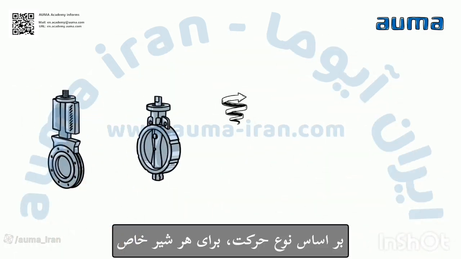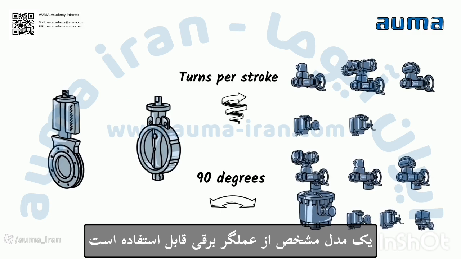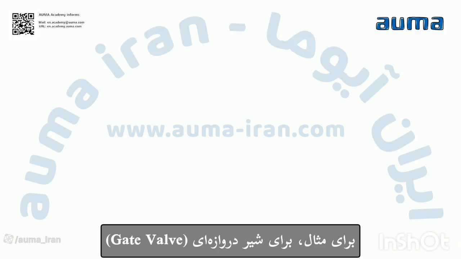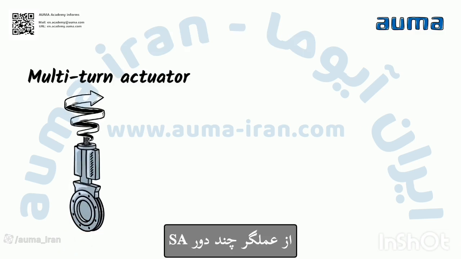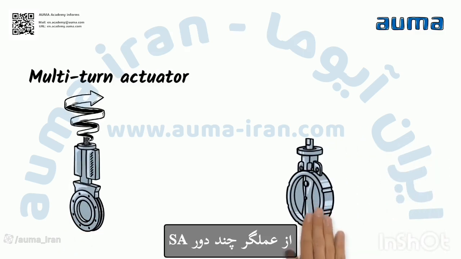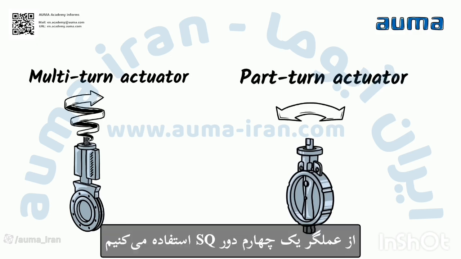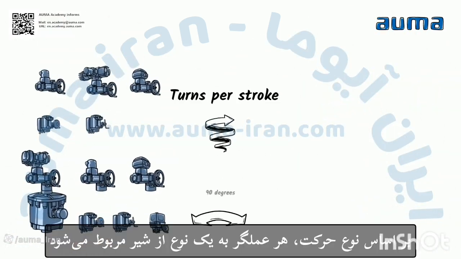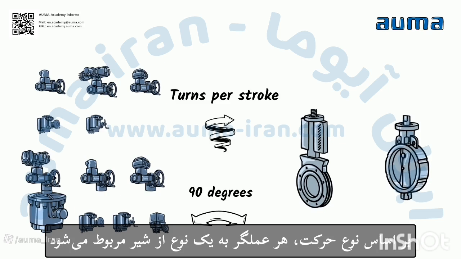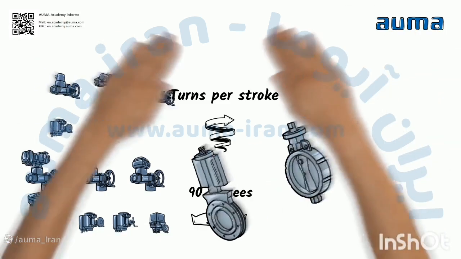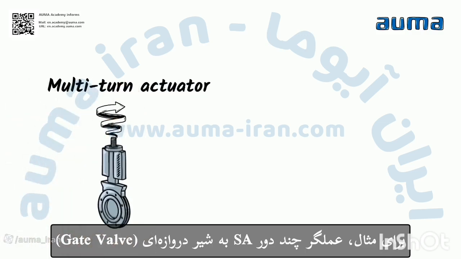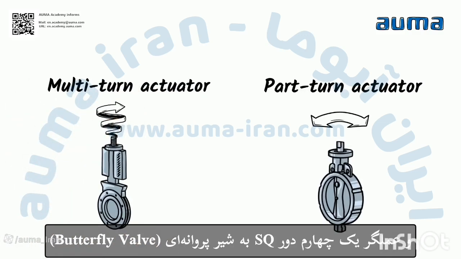Due to the movement, each valve is assigned to an actuator type. For example, for a gate valve, we use an SA multi-turn actuator, and for butterfly valves, an SQ part-turn actuator. Due to the movement, each actuator is assigned to a valve type. As an example, the SA multi-turn actuator is assigned to a gate valve, and the SQ series to a butterfly valve.